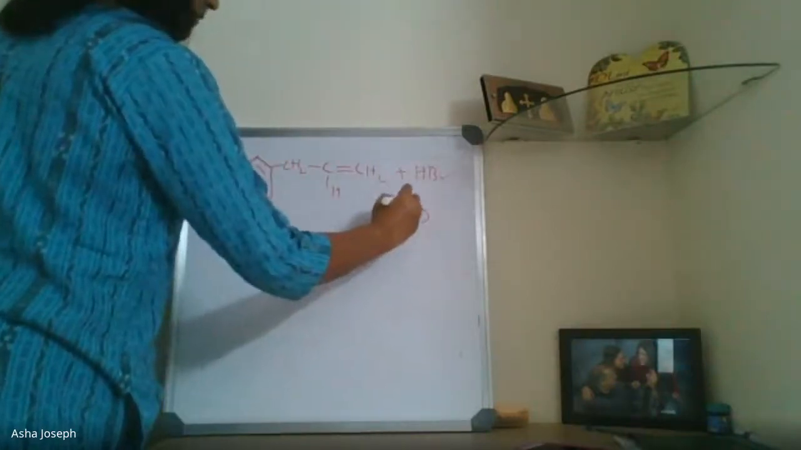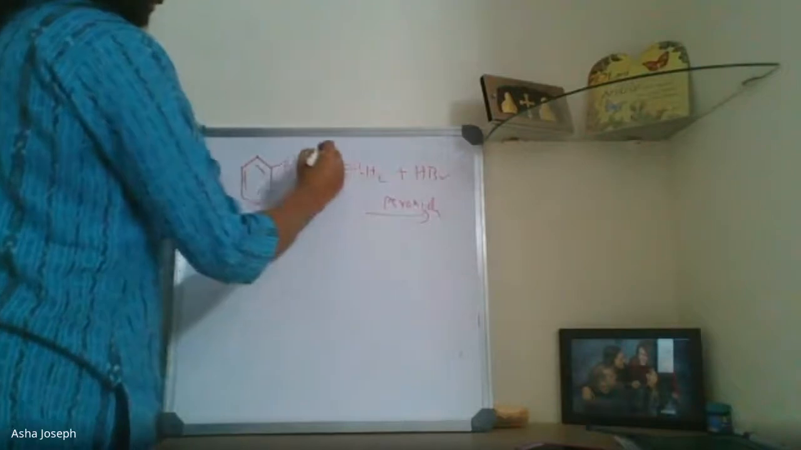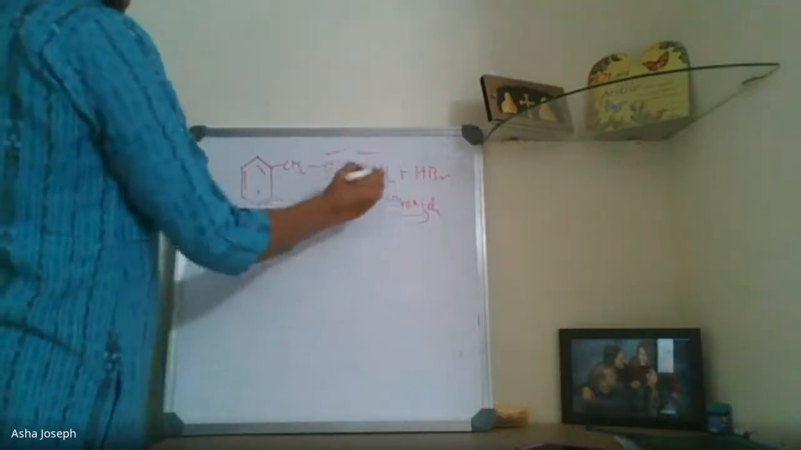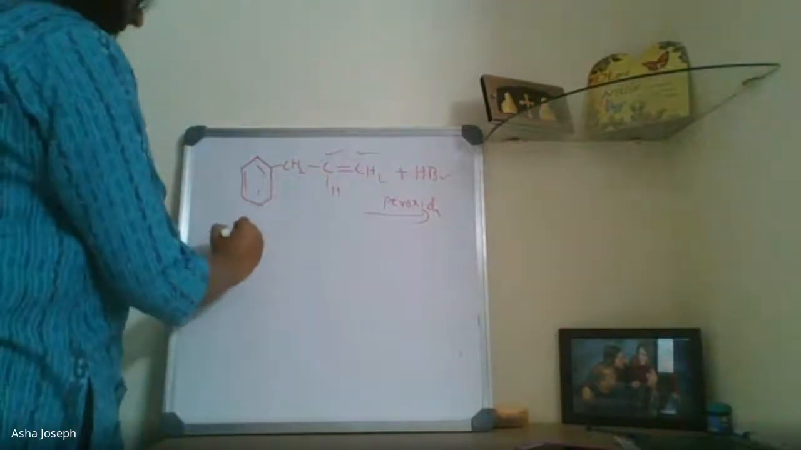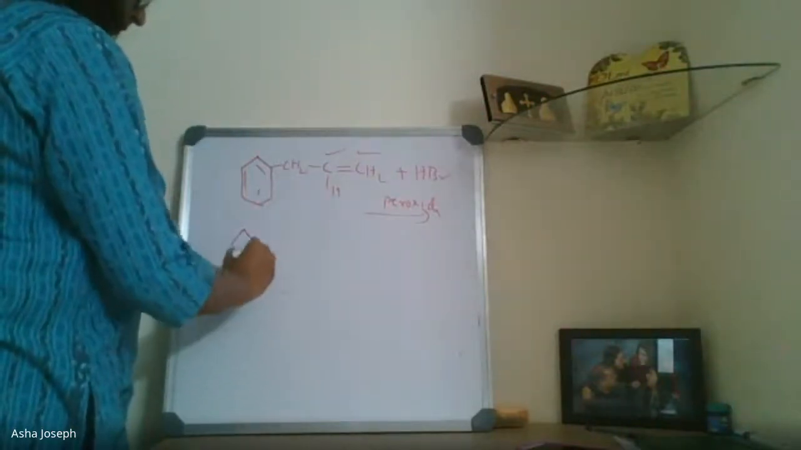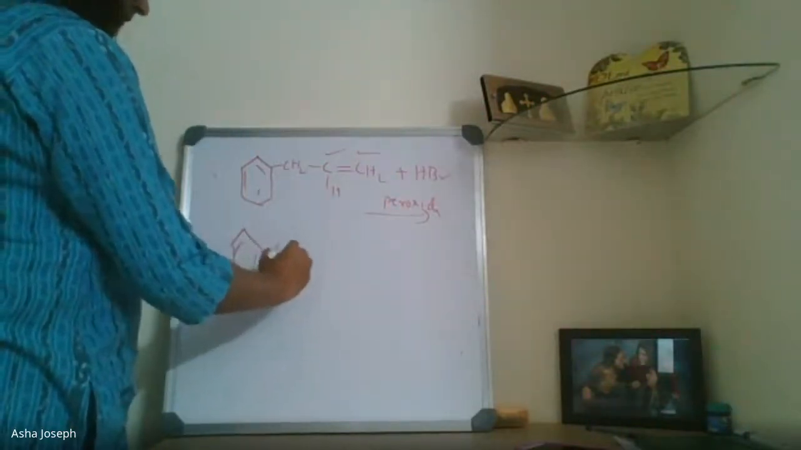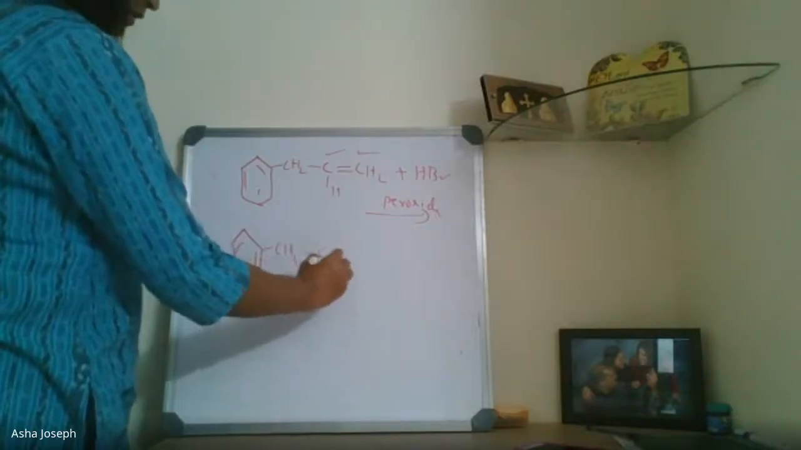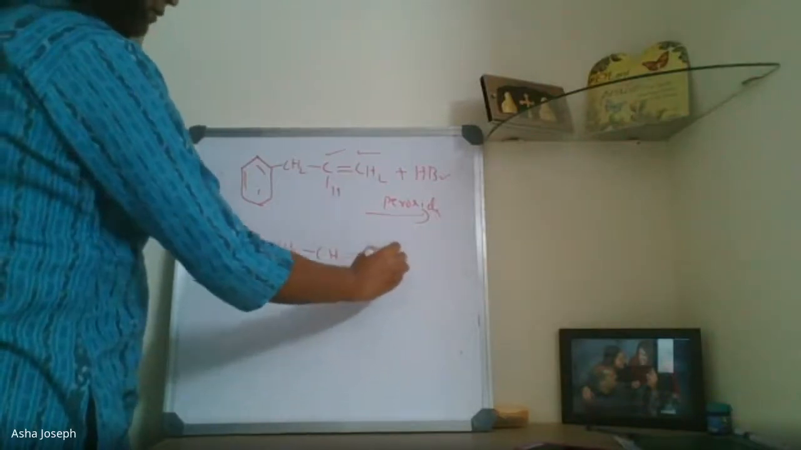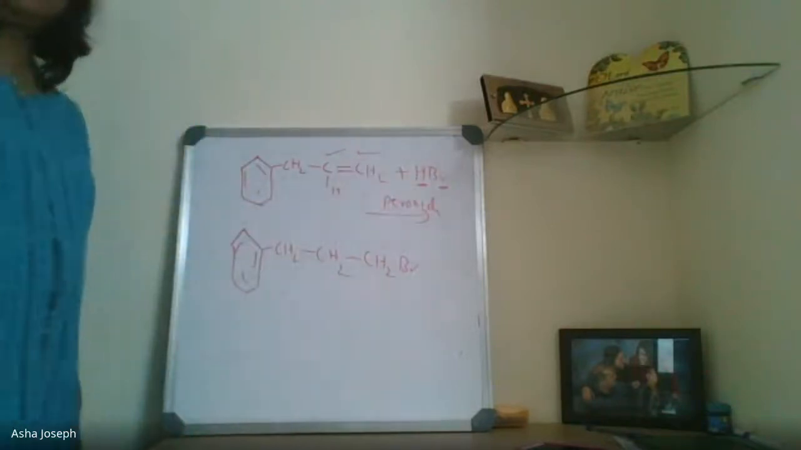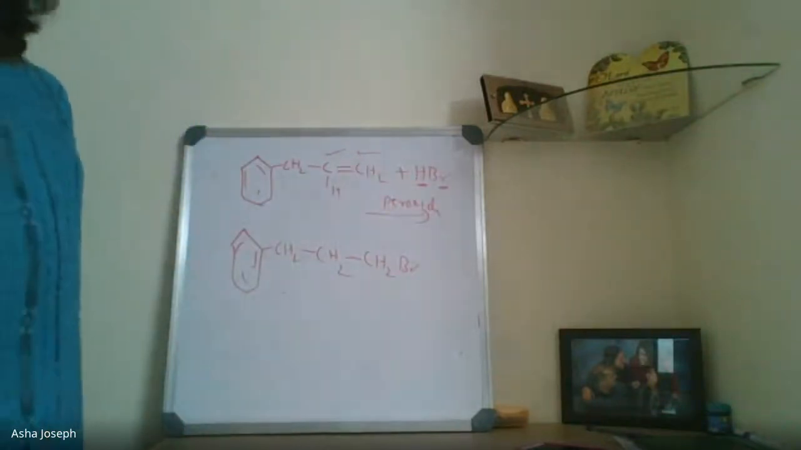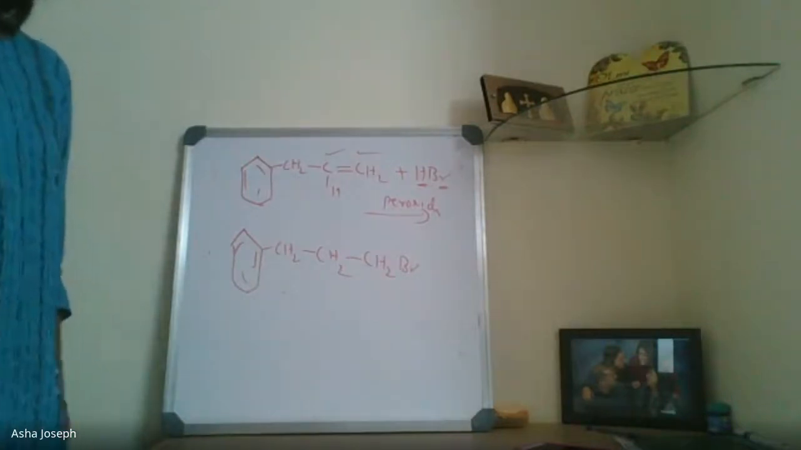Peroxide, so the anti-Markovnikov rule will come. So these are the two carbons. Anti-Markovnikov: H will come here and Br will come here, isn't it? So CH2, CH2, Br. We added H and Br because peroxide is there, anti-Markovnikov rule.